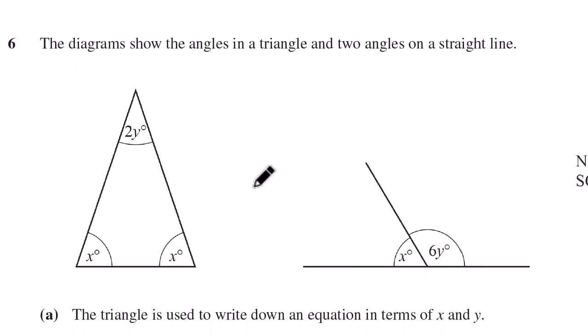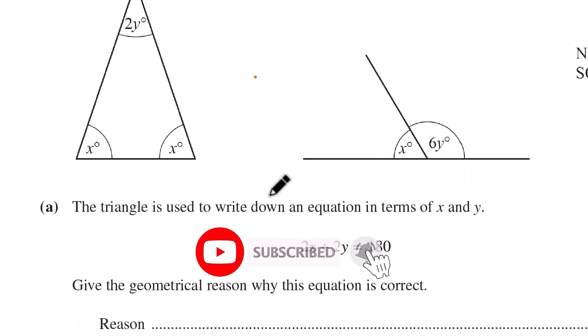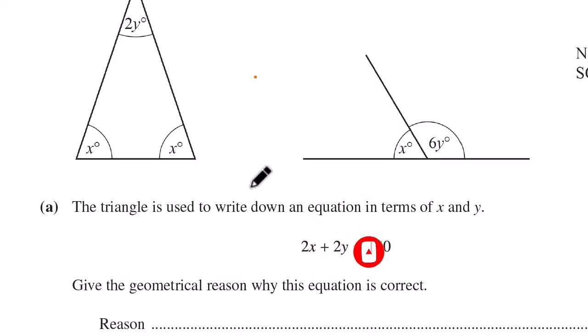The question said the diagram shows the angles in a triangle and 2 angles on a straight line, as you can see in the diagram. Then the first instruction says that the triangle is used to write down an equation. The triangle, remember, they said the triangle, forget about this one for now. The triangle is used to write these 2 equations.